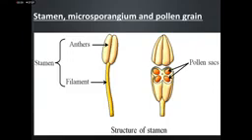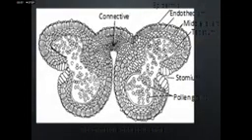There is a dot at the center and that portion is known as the connective, through which the filament transports nutrients for the anther. Here it is a structure of the anther. Here you can see epidermis, endothecium, middle layer and tapetum, and they can be discussed later.